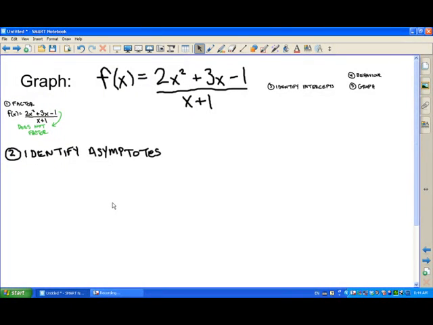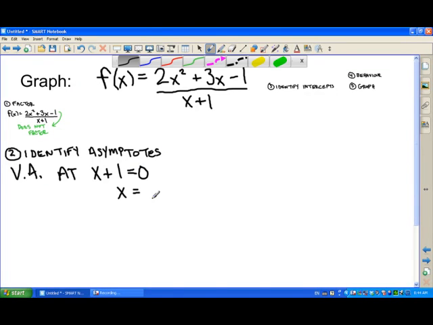Next, we're going to spend time identifying any asymptotes. So we'll proceed as normal with this. We know that there's a vertical asymptote whenever the denominator equals 0. We know we have a vertical asymptote at x equals -1.